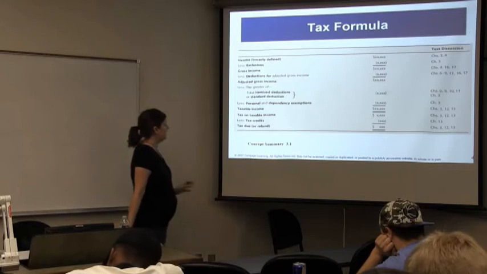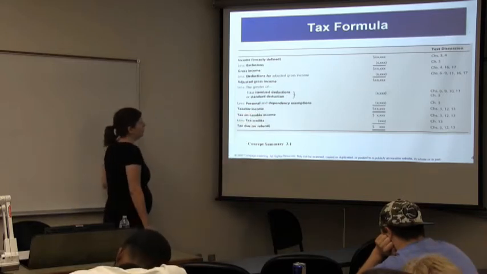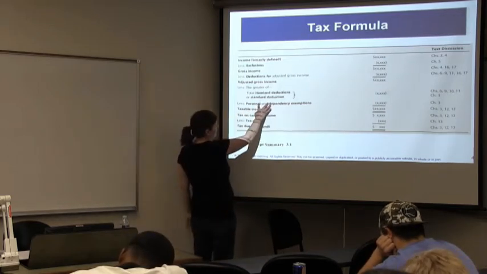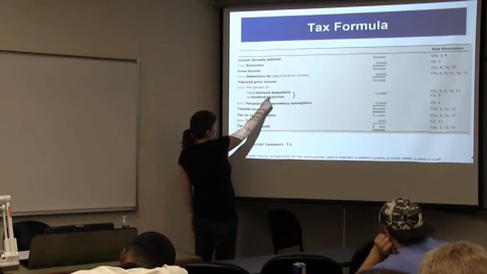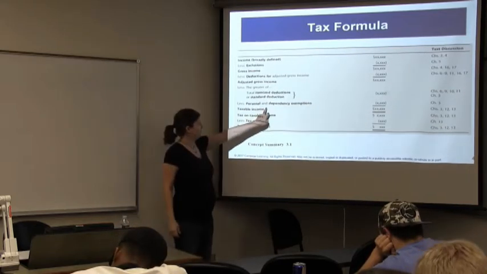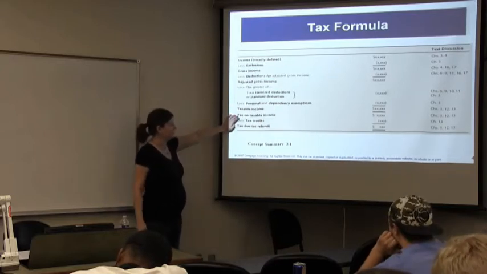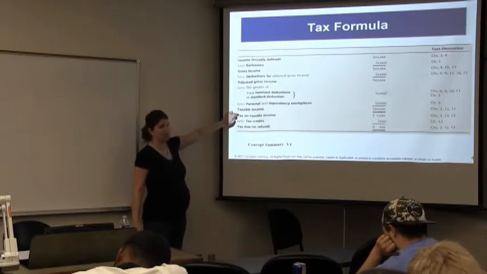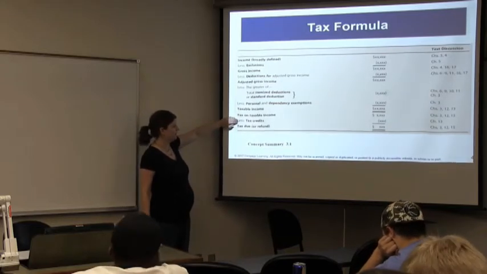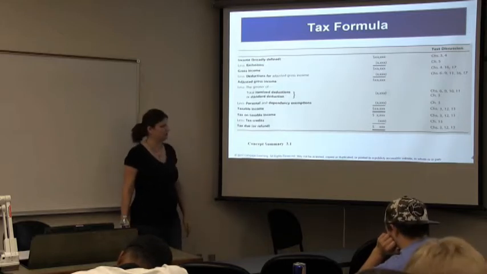Next, we subtract out our personal and dependency exemptions, which we will discuss in detail in this chapter. This will give us our taxable income. Next, we have our tax on taxable income, which we will discuss in detail in this chapter. Subtract out our tax credits, and this will give us our tax due.